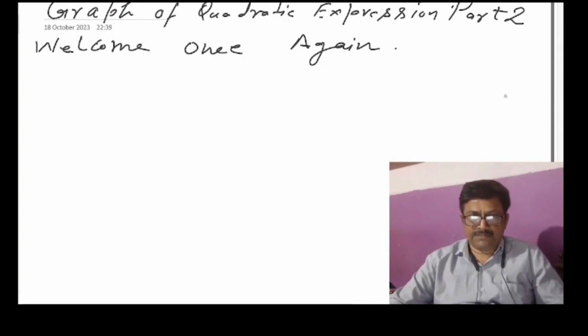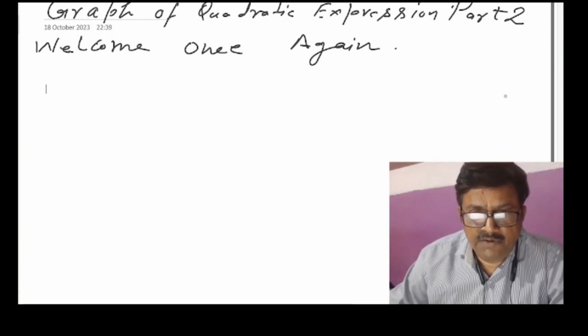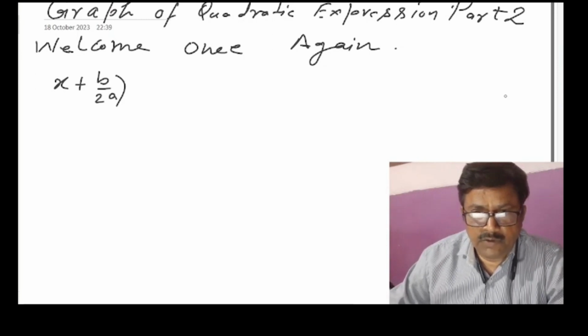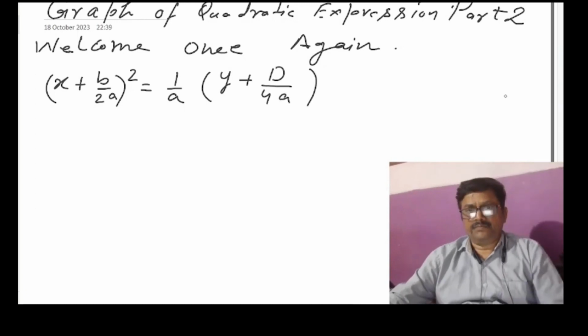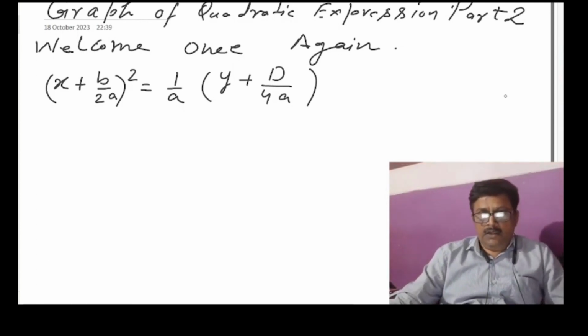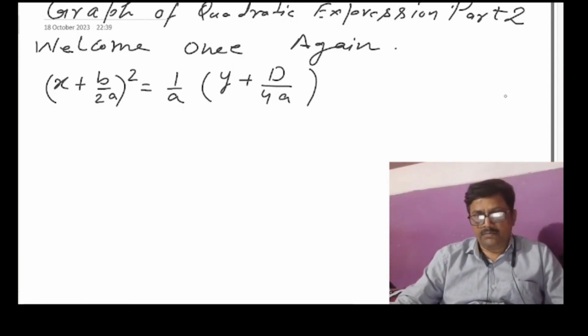Now I will proceed. As we simplified our quadratic equation in the form (x + b/2a) whole square equals 1/a times (y + D/4a). And we have learned the graph is a parabola. The graph of this quadratic expression is a parabola.